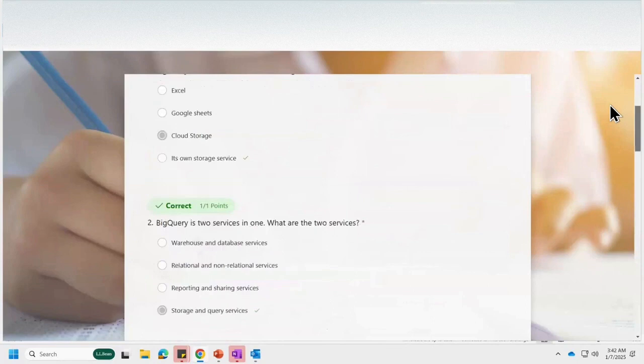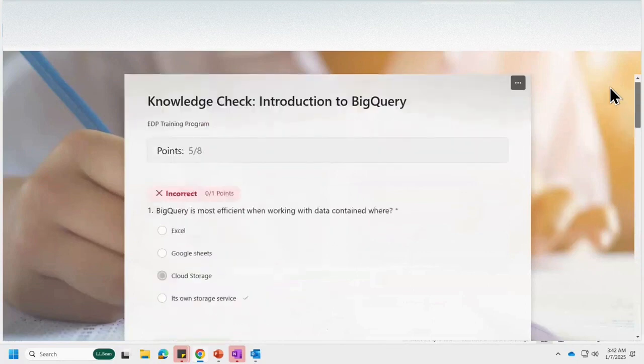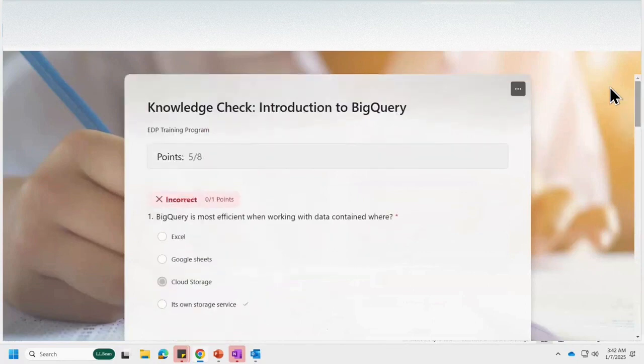Oh, so okay, only two questions wrong. We only got one wrong, because the other one was just a wild guess. Yes, this one was wrong.